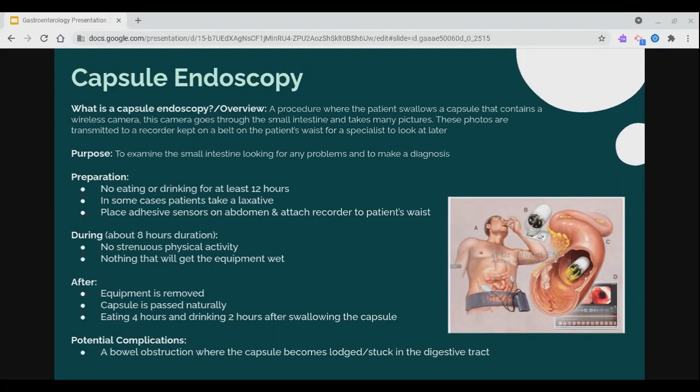Once the procedure is over, the recorder and sensors will be removed. The capsule will be passed naturally and can be flushed in the toilet. You can eat 4 hours after swallowing the capsule, and you can drink after 2 hours. Lastly, some potential risks of a capsule endoscopy is that the capsule becomes lodged in the digestive tract, in which case a bowel obstruction has occurred. Other than that, the procedure is pretty safe. Next, we'll move on to a sigmoidoscopy.